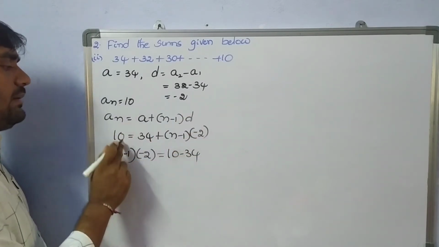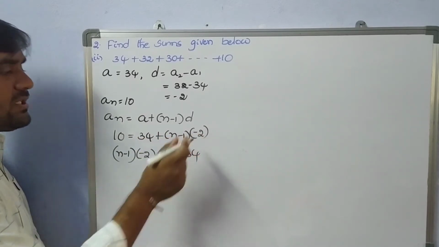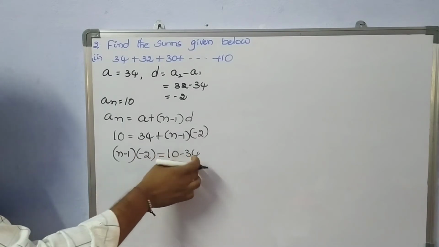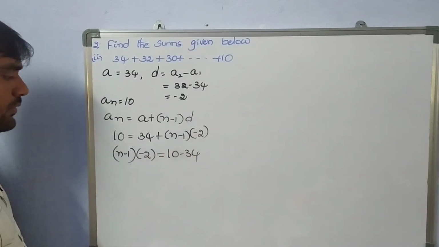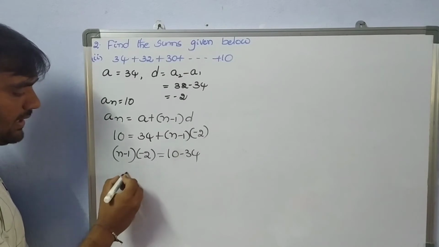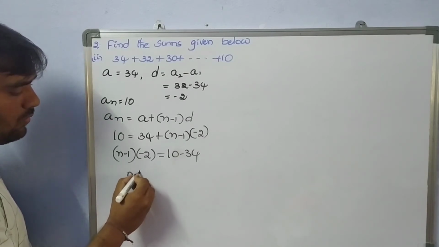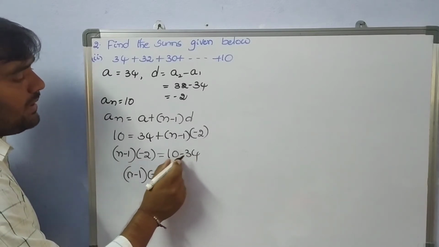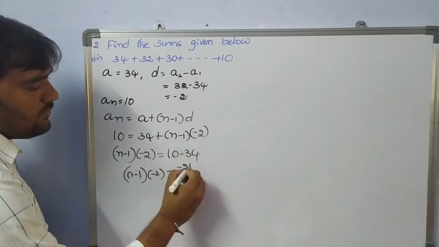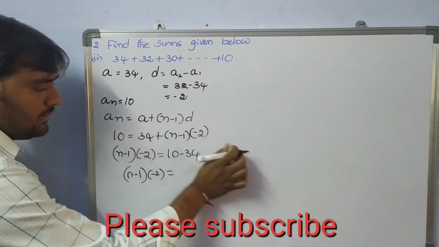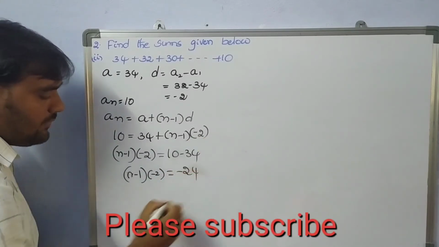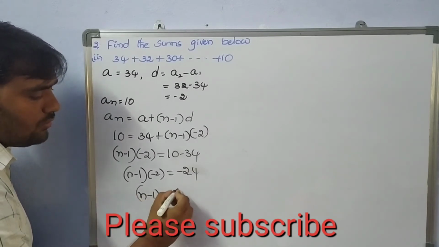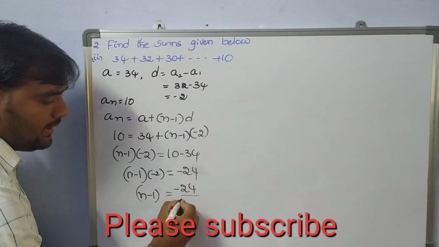See here, 10 minus 34 is equal to n minus 1 into minus 2. For our convenience, I am writing like this. N minus 1 into minus 2 is equal to 10 minus 34. That is minus 24. Am I correct or not? So minus 24. After that, n minus 1 is equal to minus 24 by minus 2.